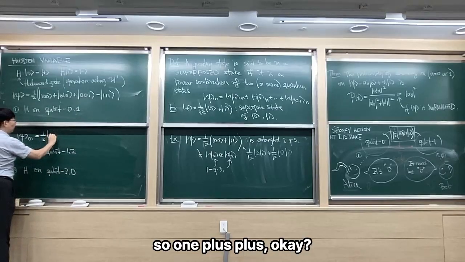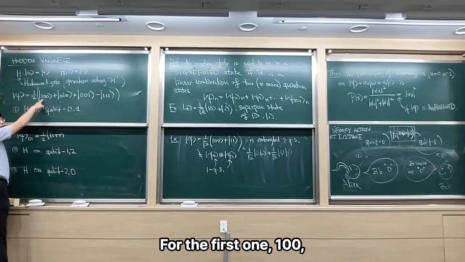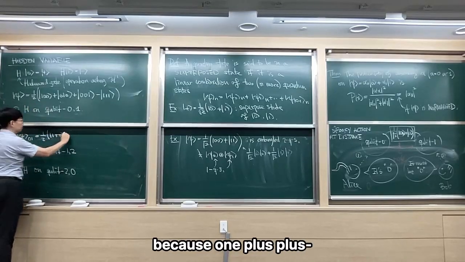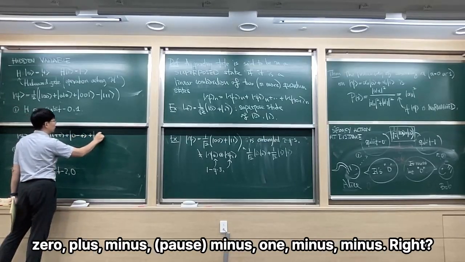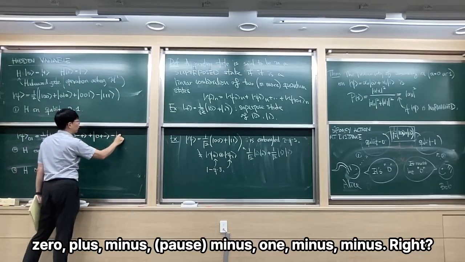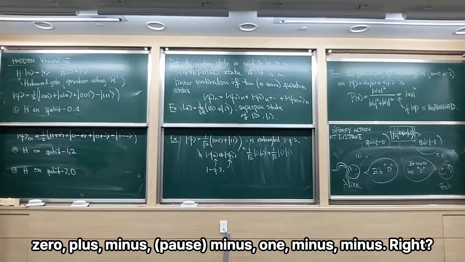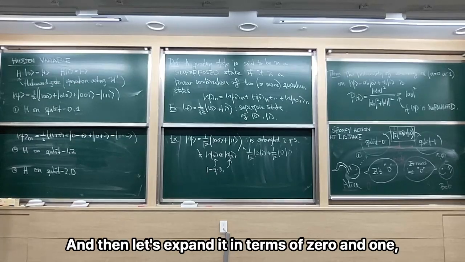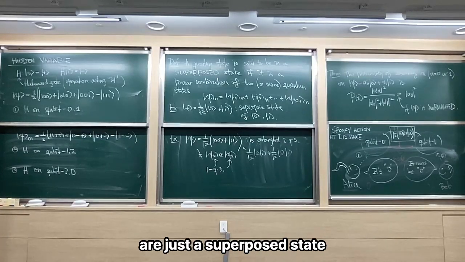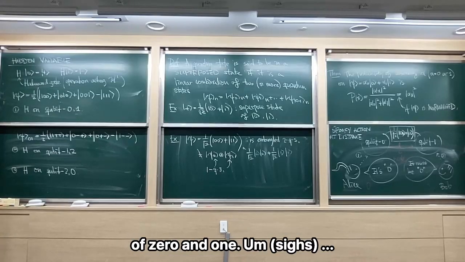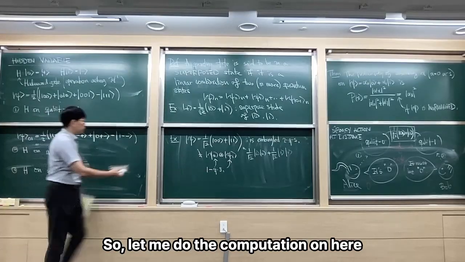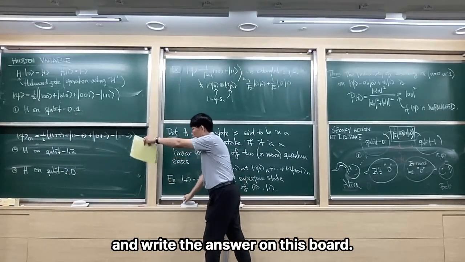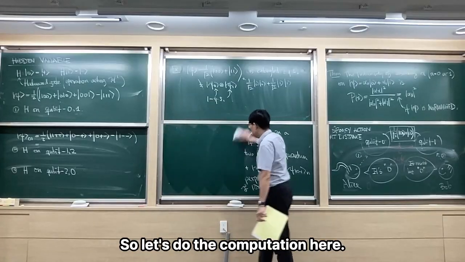So for the first one, 1, 0, 0 becomes 1 plus plus, and then 0 minus plus, 0 plus minus, and 1 minus minus, right? And then let's expand it in terms of 0 and 1, because plus and minus are just the superposed states of 0 and 1. Let's see, how can I do it in a clever way? So let me do the computation here and write the answer on this board.